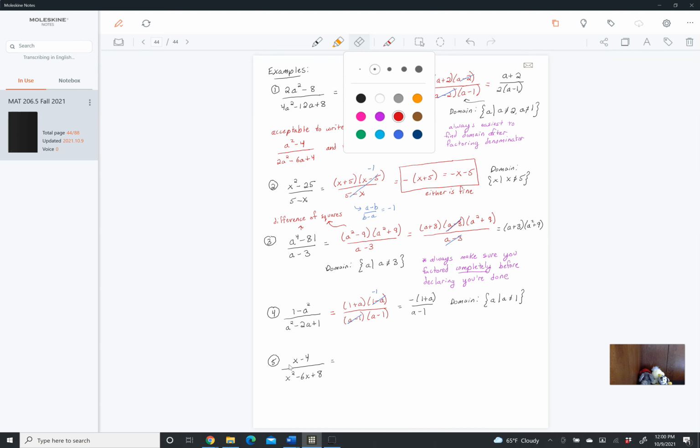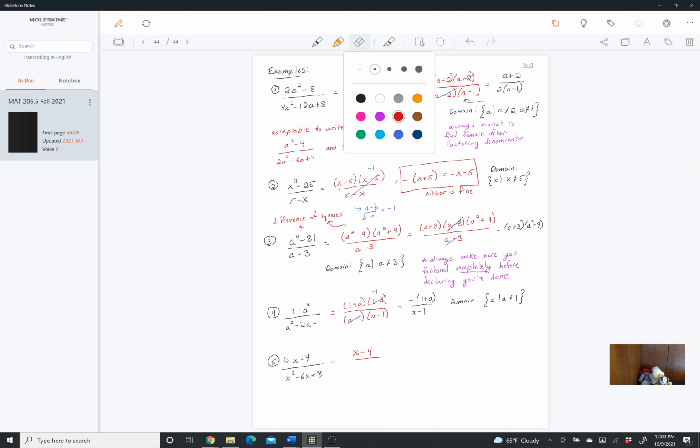An example of if it did were like this: 2a squared minus 8, where the a squared and the 8 both have a common factor of 2. If this had been 2x minus 8, you would have been able to divide both by 2 and factor it out, but it doesn't. So x minus 4 just stays as it is.